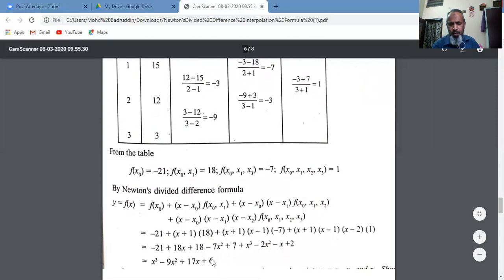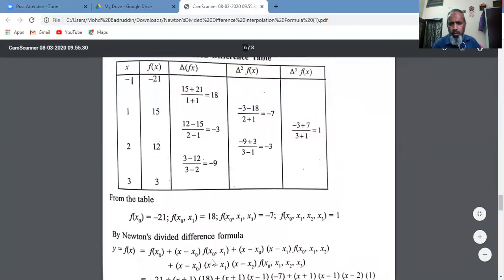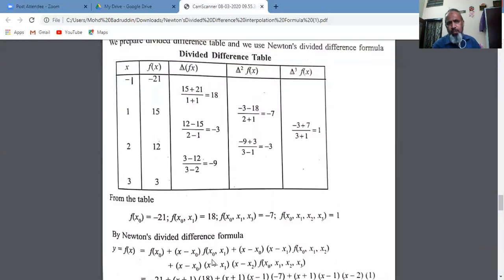So this is the method of how to write the polynomial. We can also determine the value of the function at any point in between the data points or outside the data points. If we have to determine the value of the function at 1.5, then in place of x, if we substitute 1.5, we will get the value of the function at x is equal to 1.5. So this formula can also be used to determine the value of the function at x is equal to 4, at x is equal to 5, at x is equal to 6, etc.